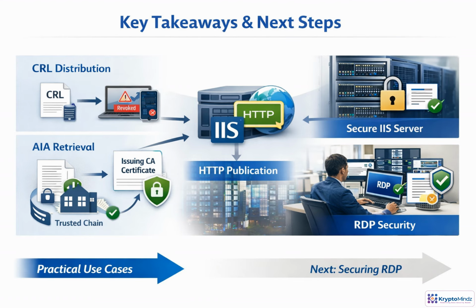You've now assembled the core validation pieces of your PKI. CDP locations expose CRLs so clients can detect revoked certificates. AIA locations deliver issuing CA certificates and complete chains. Publishing all of this over HTTP with IIS makes it broadly usable. With these pieces in place, your PKI is ready to secure IIS, RDP, and other enterprise services.